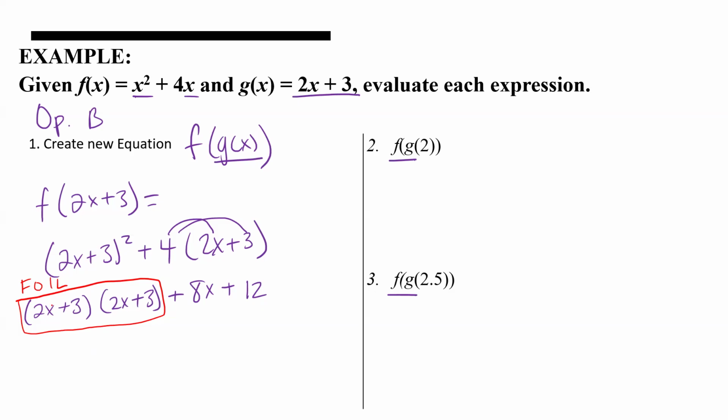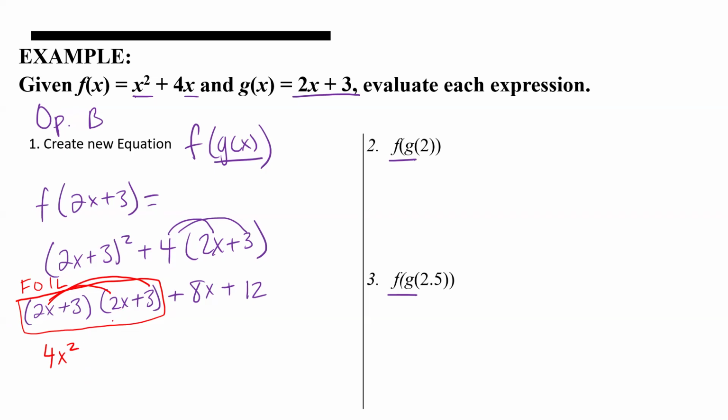So FOIL is just a method for double distribution. It's distribution multiplying two binomials together. You multiply the first two terms together. Ringing any bells? All right. 2x times 2x is what? 4x squared. Yes. The O stands for you multiply your outside terms. So 2x times 3. What's 2x times 3?